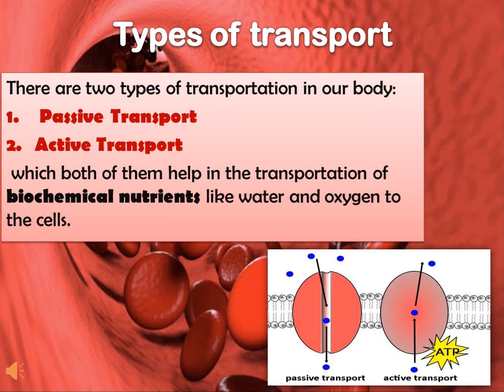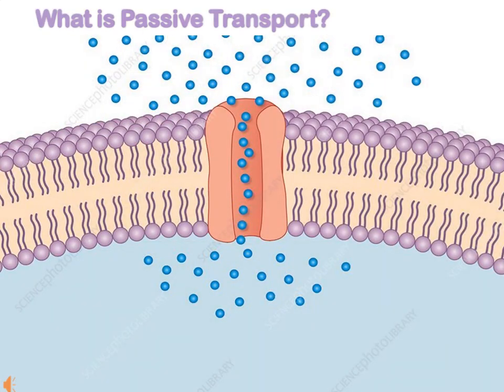Transport has two types, active transport and passive transport. We're not going to talk about them in detail on this slide, but all we're going to say is that both of these types are used to transport biochemical nutrients, such as water and oxygen.